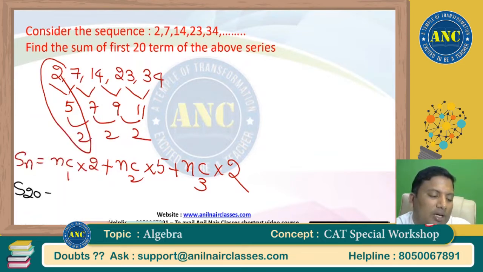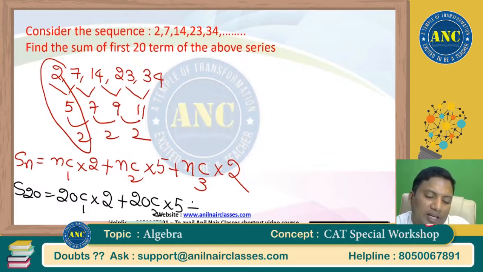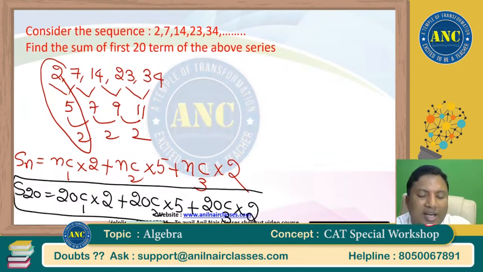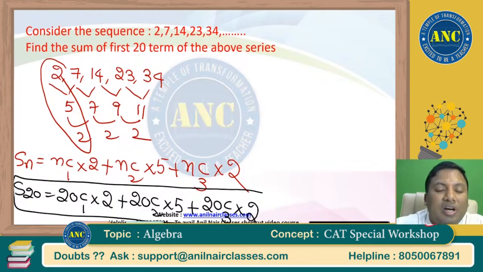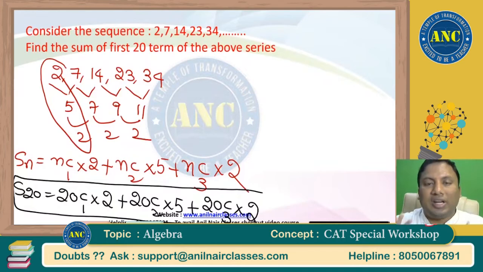Sum of 20 terms: 20C1 into 2, 20C2 into 5, 20C3 into 2. Calculate it, and whatever the answer that you get, that itself is the answer. No, don't do the sum of n terms as summation Tn. It's a waste of time for you. I hope you enjoyed this beautiful way of solving the question.